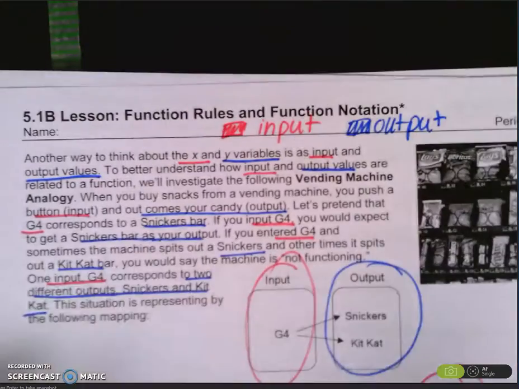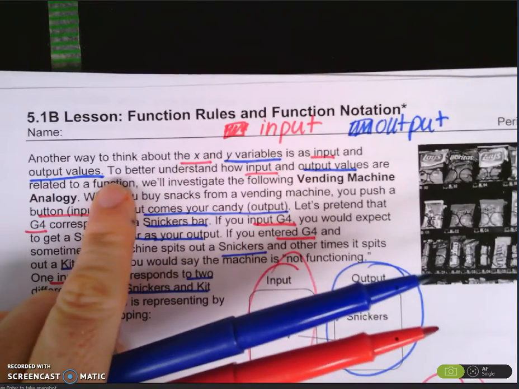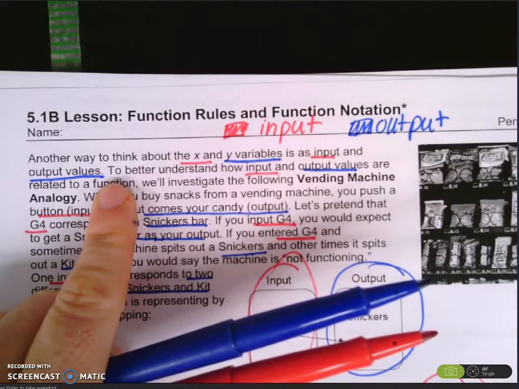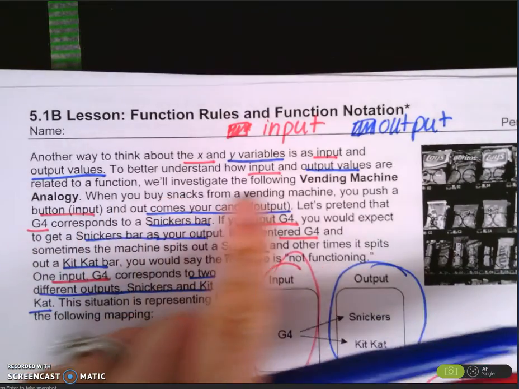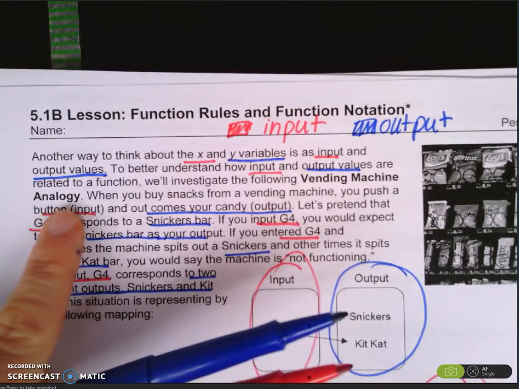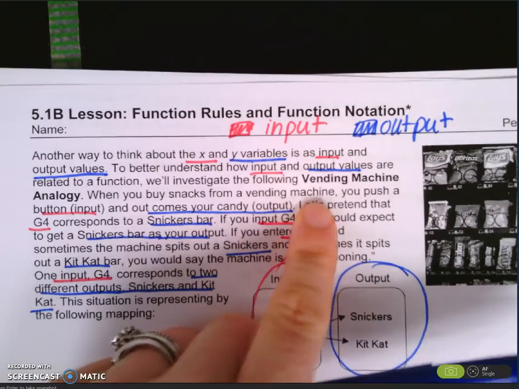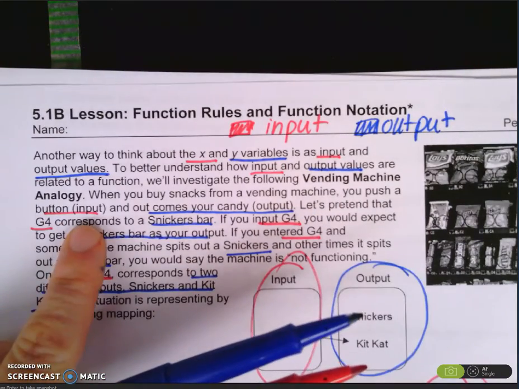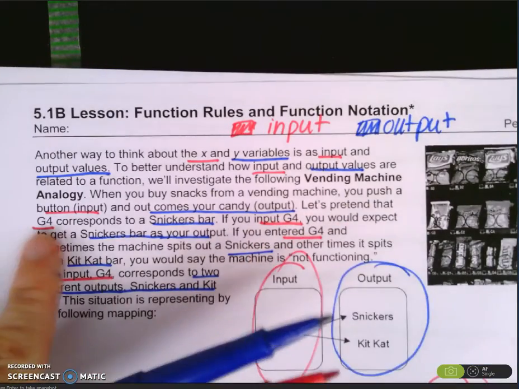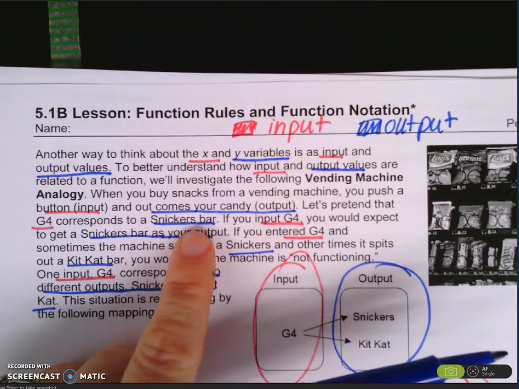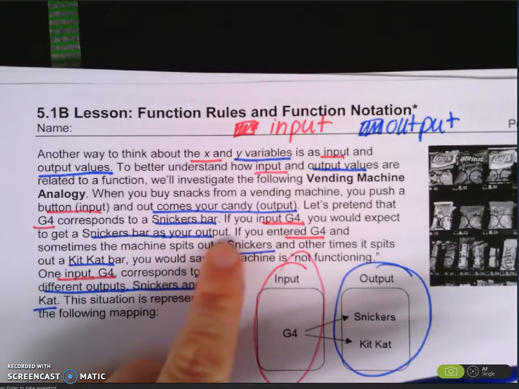Let's take a look. Another way to think about the X and Y variables is as input and output variables. Make sure to follow along with me as I read. To better understand how input and output values are related to a function, we'll investigate the following vending machine analogy. Remember, analogies are kind of like similes and metaphors. When you buy snacks from a vending machine, you push a button, input, and out comes your candy, output. Let's pretend that G4 corresponds to a Snickers bar. If you input G4, you would expect to get a Snickers bar as your output.